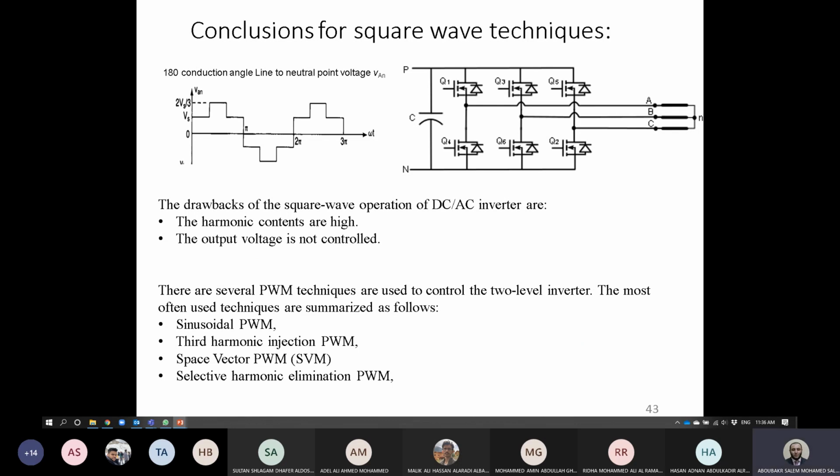We have many techniques, Shabab, for PWM. We have sinusoidal. We have something called third harmonic injection, space vector, selective harmonic elimination. We will discuss some of them, inshallah.